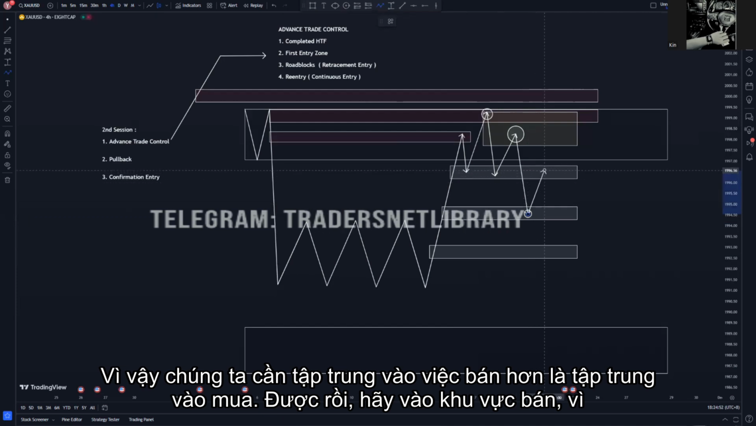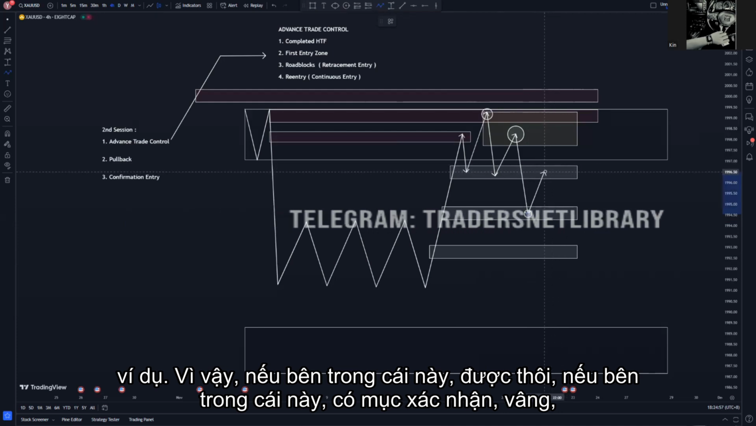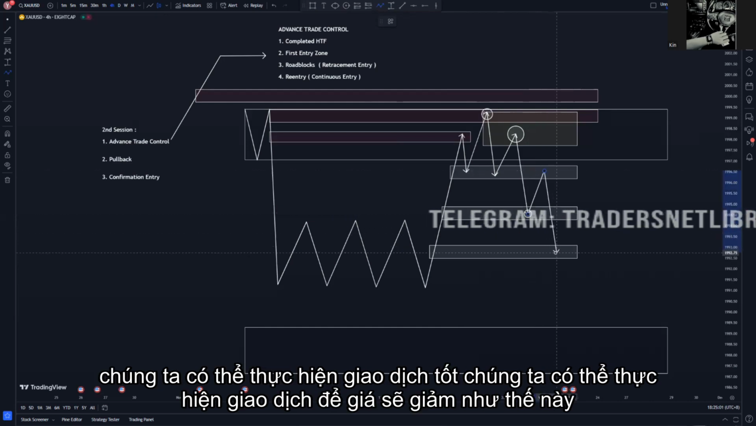Get into the sell zone, for an example. If inside of this one there is a confirmation entry, yeah, we can take the trades, all right? We can take the trades. So the price is going to go down like this.